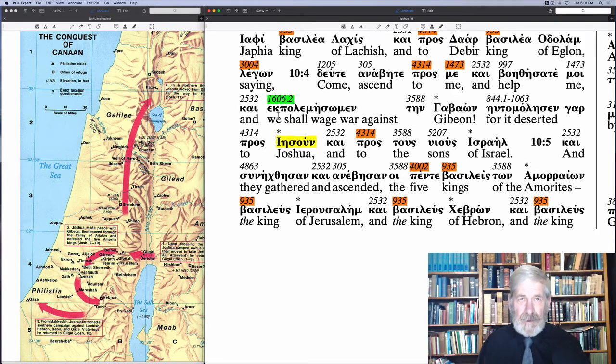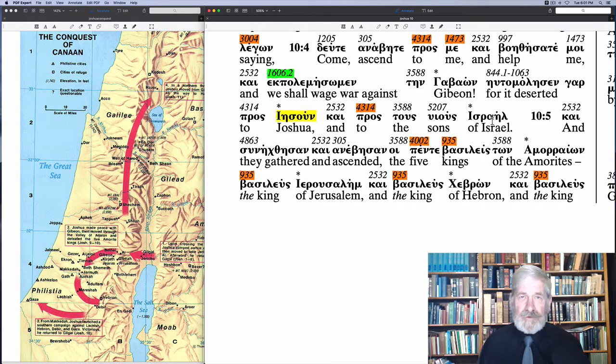Ekpolemisomen, the verb. Polemics comes from that, a war of words, so you can put that in the English Derivatives book. For it is deserted to Esun and to the sons of Israel. So they wanted to attack Gibeon, not the sons of Israel.